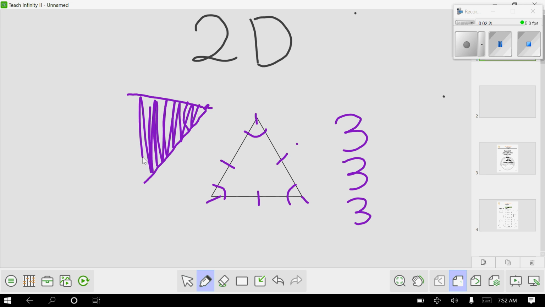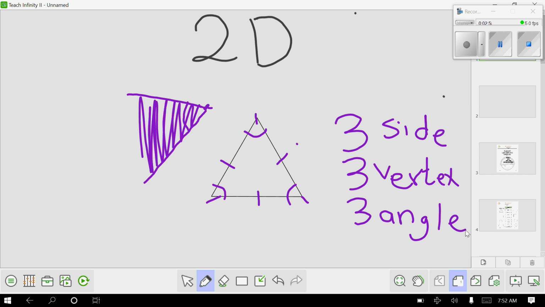Later in grade 3, you will take the three types of angles: right, less than, and greater than. So the main things when I want to talk about 2D shapes are the sides, the vertex, and the angle. Vertex, I can call it a corner also. So this is the first 2D shape, a triangle.